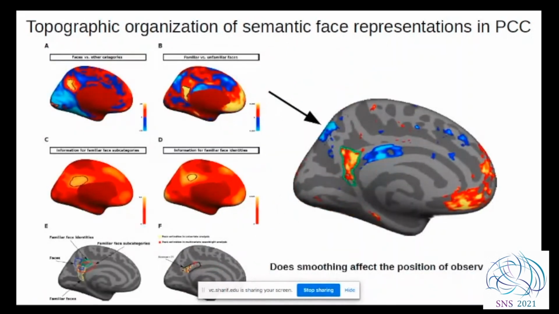This is just a control analysis to make sure that the smoothing that we used in the univariate analysis doesn't change the location of this activation. So in the univariate analysis, we had smoothing in the data. We repeated the experiment without smoothing, and we basically got the same activation. In the pattern analysis, we didn't use any smoothing at all because we wanted to preserve fine-grained information in the data.